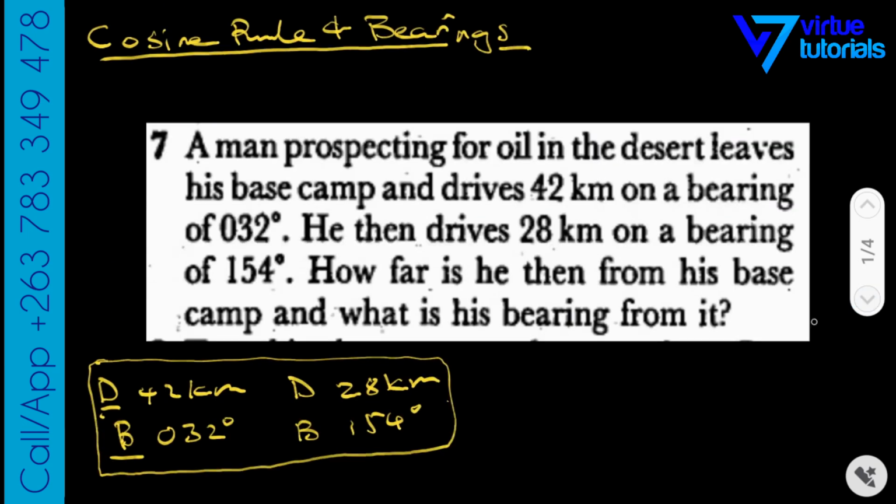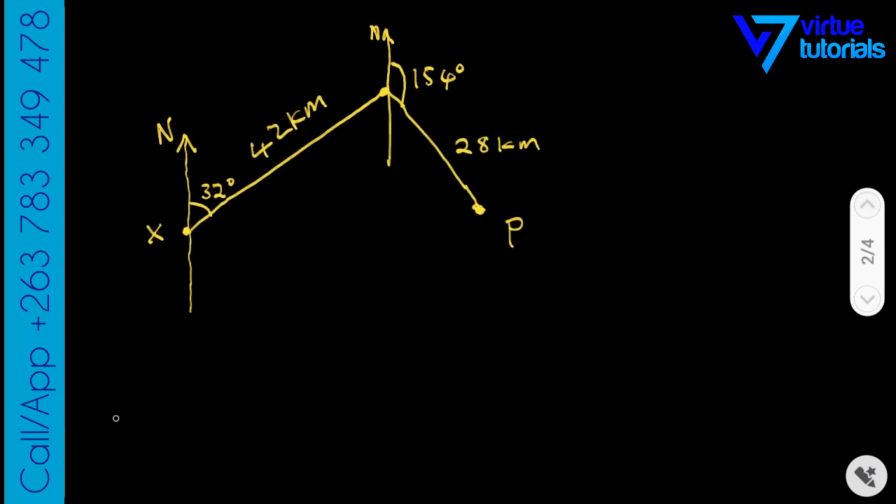And now what's the first thing? The first thing is, how far is he from his base camp? So what's his distance from the base camp? We're looking for this distance here from X to P. Now, what do we realize? We now have a triangle, a three-sided shape. And XP, which is the distance we're looking for, is one of the sides of that triangle. So XP is really what we're looking for.